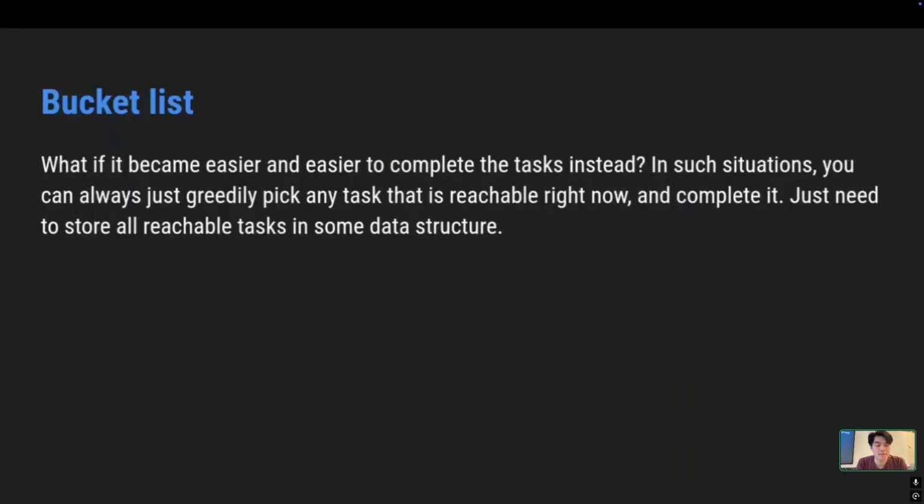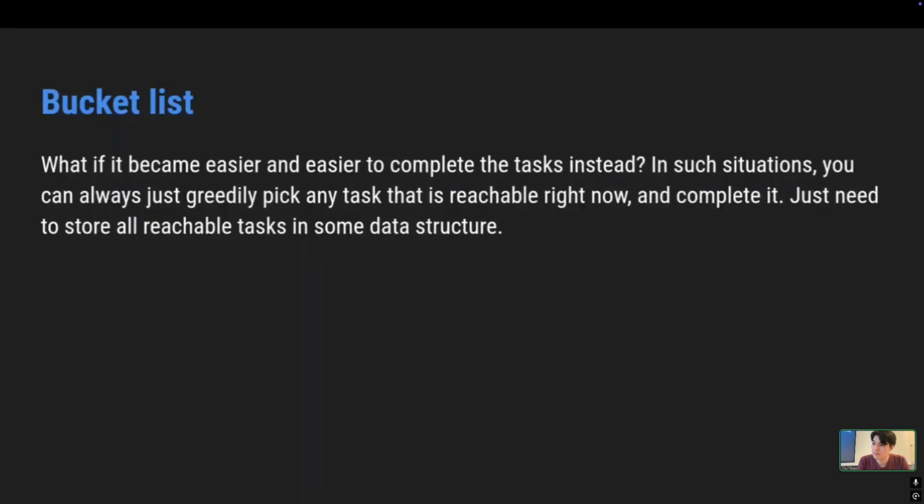And in those kinds of problems, it's always optimal to just pick any task that can be reached and complete it. It doesn't matter which one you pick, because after completing it, it becomes easier to complete more tasks. So it's never a bad idea to pick one of them. So you just need to find a way to update which ones are reachable and how to grab one of them. You need some data structure, but the whole idea is just grab any that's reachable.